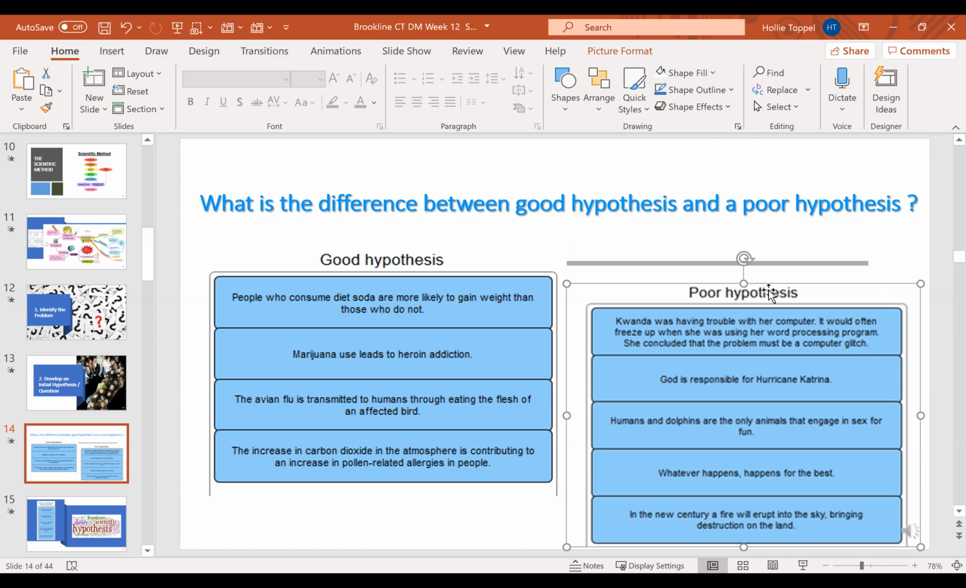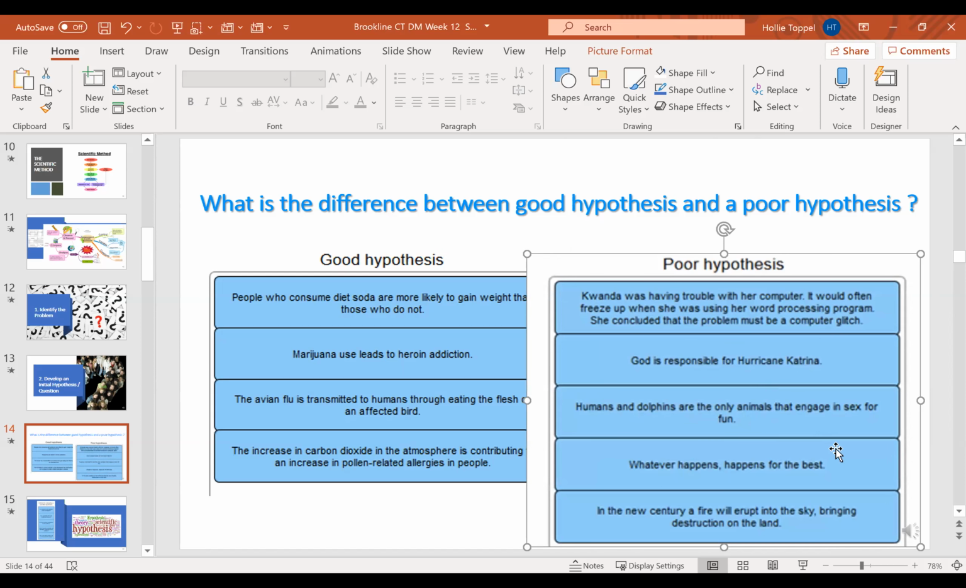Ones that are not so good. Wanda was having trouble with her computer. It would freeze when she's using the word processing program, so she said that was her glitch. Well, what she's doing, that's a fallacy, remember, because one cure, like confirmation bias, okay? One cure worked, she didn't try anything else. God is responsible for the hurricanes in the world. Can't really prove that, can we? Humans and dolphins are the only animals that engage in sex for fun. That's to wake you up and see if you're listening to me.